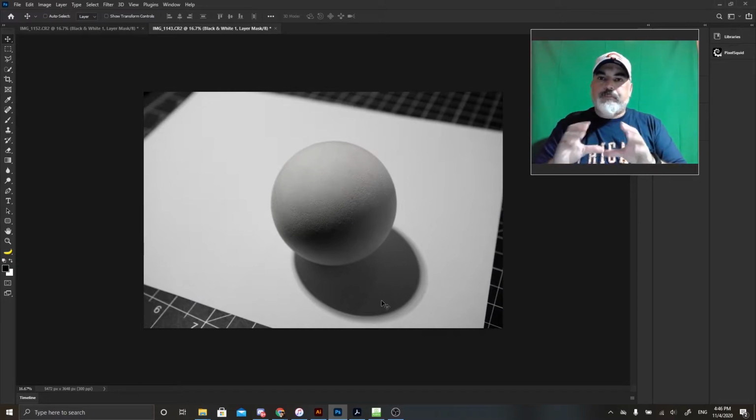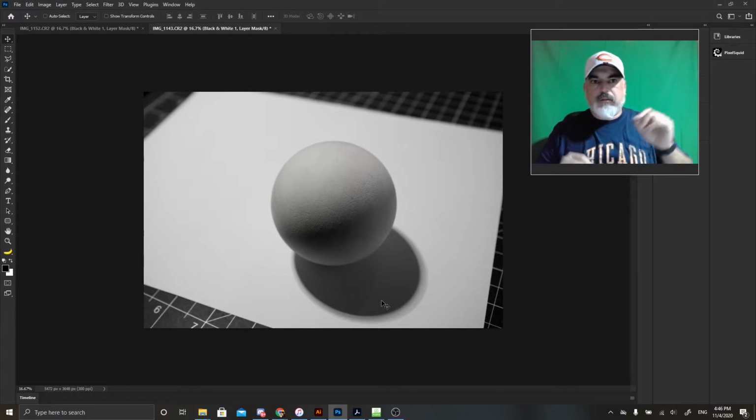Now, when you are indicating your light source in your drawing, every time I do a sketch, I always indicate where my light source is, especially on the demos, because that's going to give you an idea of where everything goes.